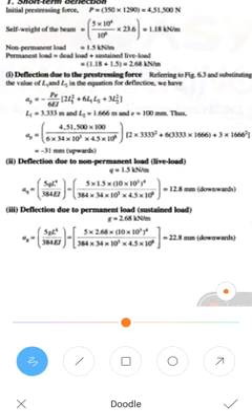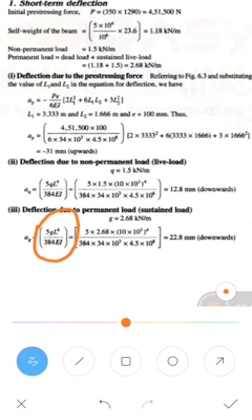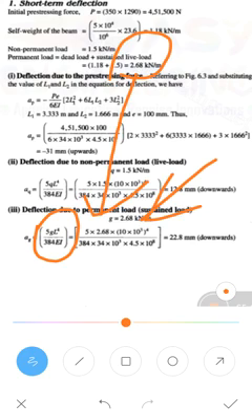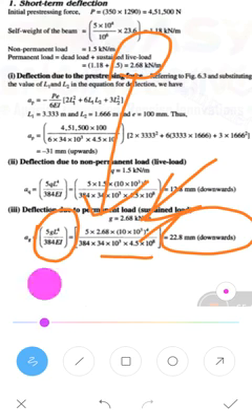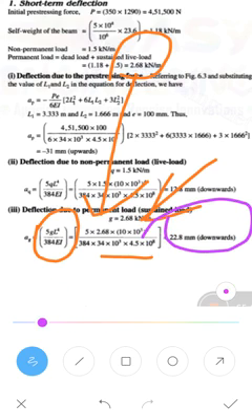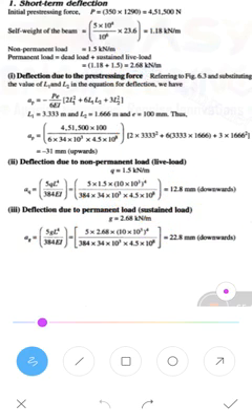So 5 G L to the power of 4 divided by 384 EI. The G value 2.68 that you have calculated, you insert here. The length is substituted as 10 meter. E is given in the question as 34 into 10 to the power of 3 and I value is 4.5 into 10 to the power of 8. Finally, the deflection due to the permanent load is 22.8 mm in the downward direction.